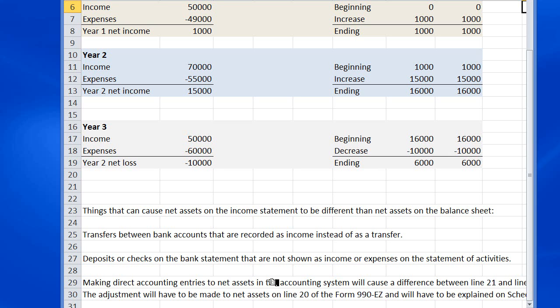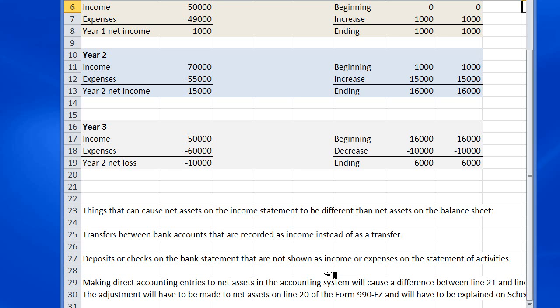If you have deposits or checks that are on the bank statement and they're not shown as income or expenses on the statement of activities, then you're going to have a difference in your net assets on line 21 and your net assets on line 27. Okay, you have to capture on your statement of activities all of the income and expense items that are on your bank statement.